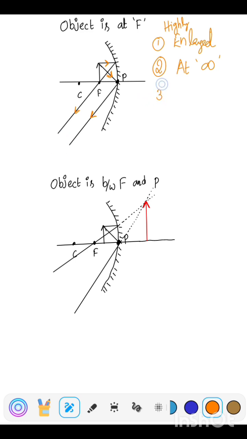Third one is, what is the nature of the image? Nature of the image is real and inverted.